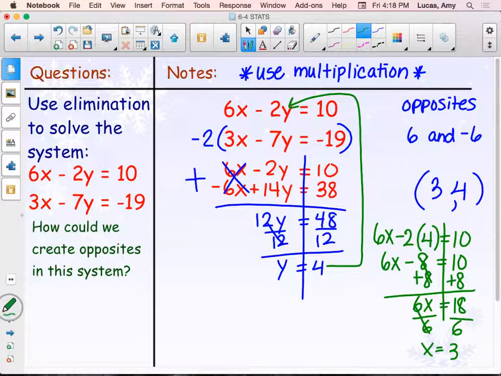So I created opposites by multiplying one equation by negative 2. And then I added together my system. Remember, one of your variables has to cancel out. That's the whole point of elimination. If it doesn't cancel out, you've made a mistake.